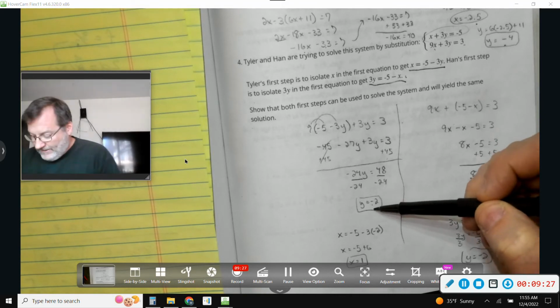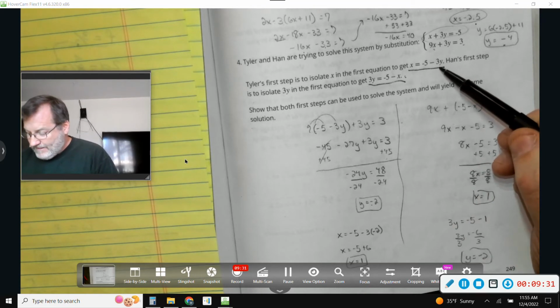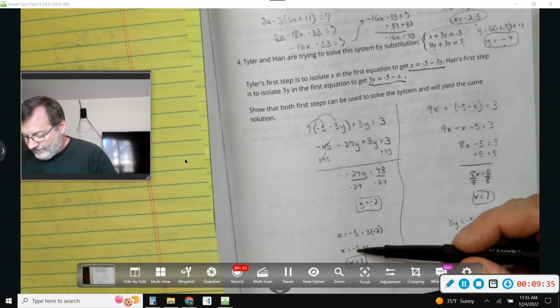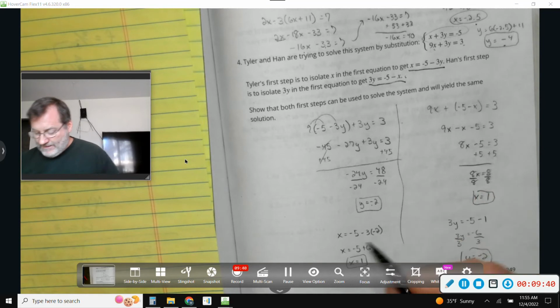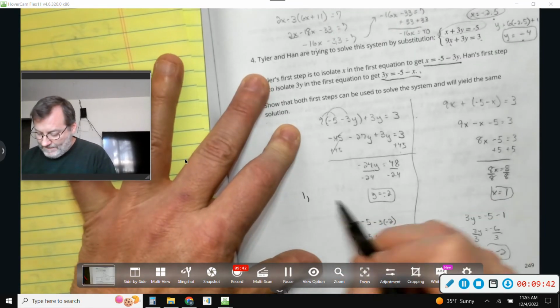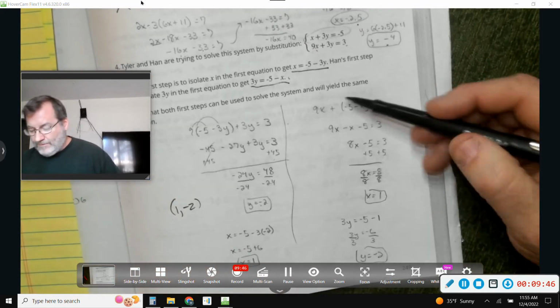And if y equals a negative 2, you can now substitute it back into here. All right? So negative 5 minus 3 times a negative 2. That equals negative 5 plus 6, which is a 1. Okay, so we're saying here the solution is 1 comma negative 2. And then we go over here, and we do it the other way, all right?